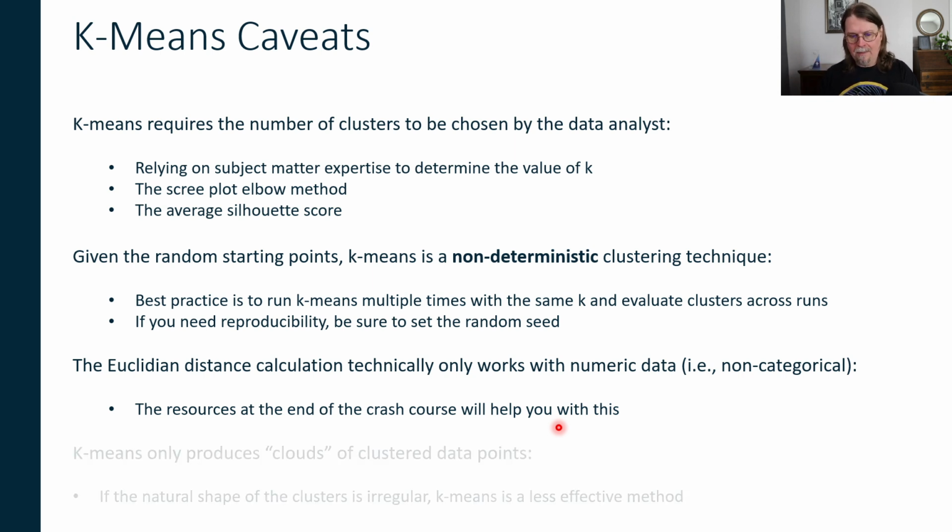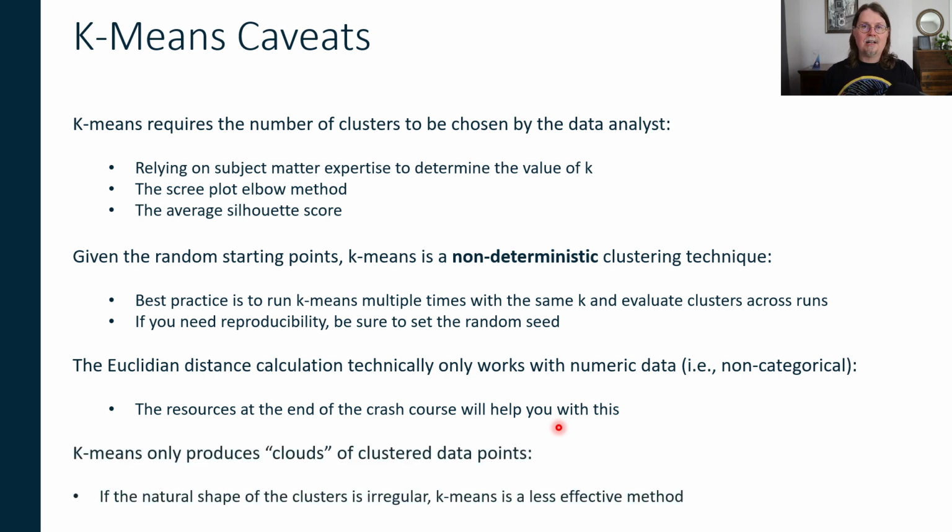And then lastly, we talked about this before: because k-means uses centroids, it creates spherical clusters. That works great as long as the clusters in your data are naturally spherical. If they're like those crescent moon shapes that we saw earlier, k-means probably isn't going to work. So you might want something like DBSCAN instead, which will be the next video in my series.